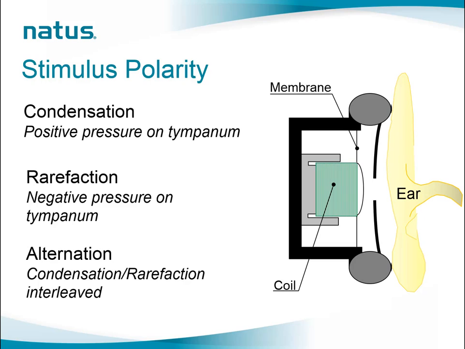This method is quite useful because whenever we stimulate a patient, there is a stimulus artifact. The condensation will give a stimulus artifact in one direction, rarefaction in the other direction. So alternation theoretically will cancel that stimulus artifact.